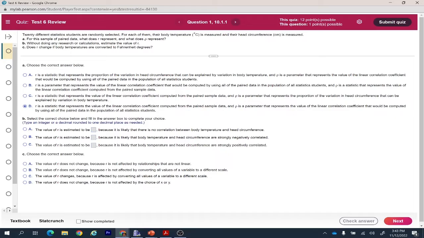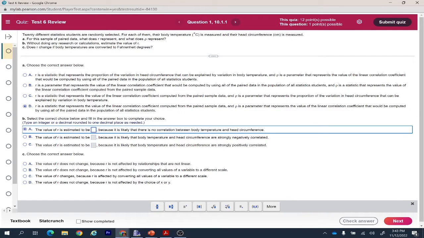I don't see there is any correlation. Your body temperature could be different versus your head circumference. So the value of r is supposed to be 0 because there is no correlation. The value of r is estimated to be 0, because it is likely that there is no correlation. Okay, so that is the first one, and that's supposed to be 0.